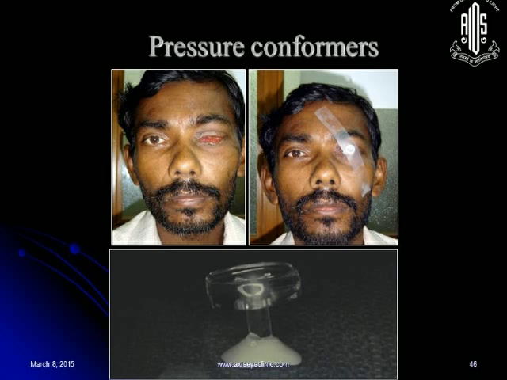Stem pressure conformers can be tried even in the older age group, and they will help for the soft tissue contracture. They will not help with the bony contracture. So once you put these stem pressure conformers, leave them in place for a couple of weeks, and then we can remove them and put an artificial eye.